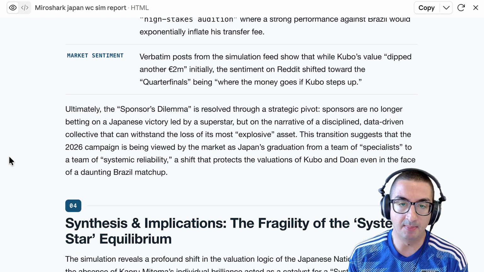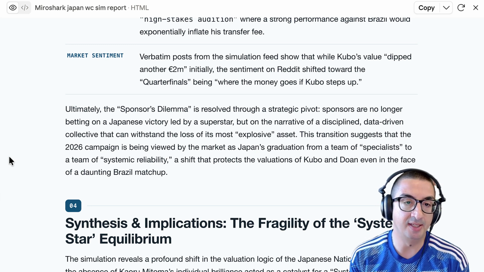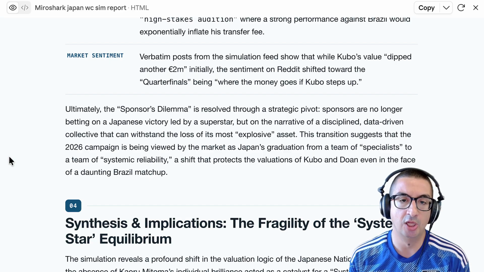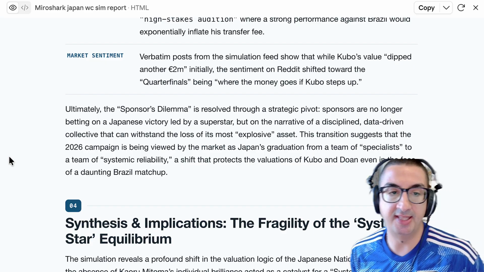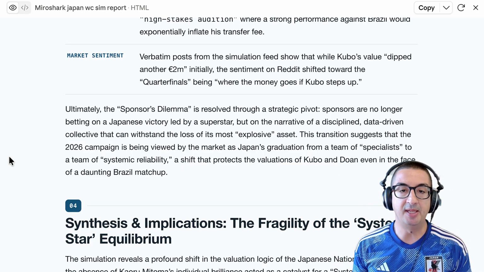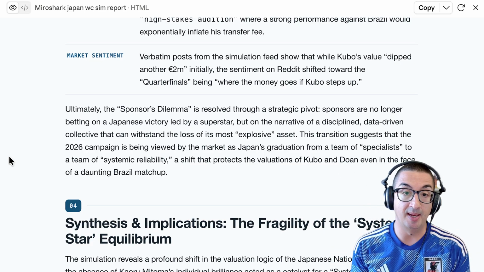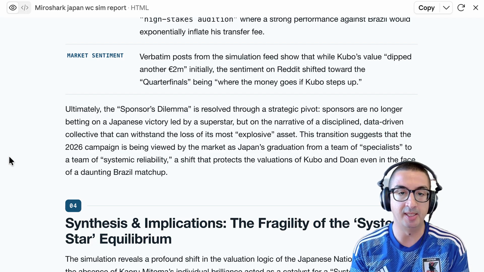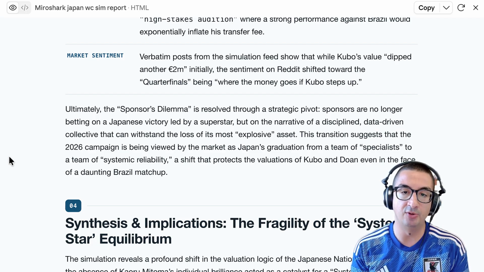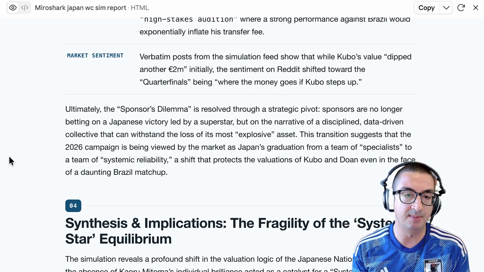Ultimately, the sponsor's dilemma is resolved through a strategic pivot. Sponsors are no longer betting on a Japanese victory led by a superstar, but on the narrative of a disciplined, data-driven collective that can withstand the loss of its most explosive asset. This transition suggests that the 2026 campaign is being viewed by the market as Japan's graduation from a team of specialists to a team of systemic reliability, a shift that protects the valuations of Kubo and Doan even in the face of a daunting Brazil matchup.